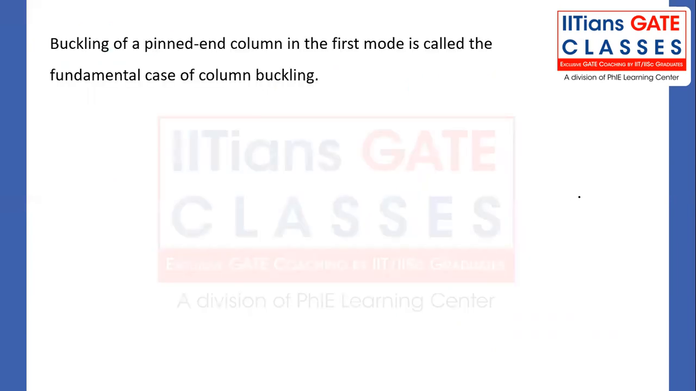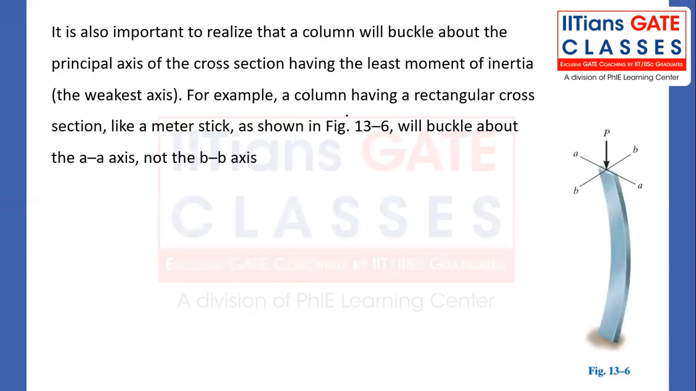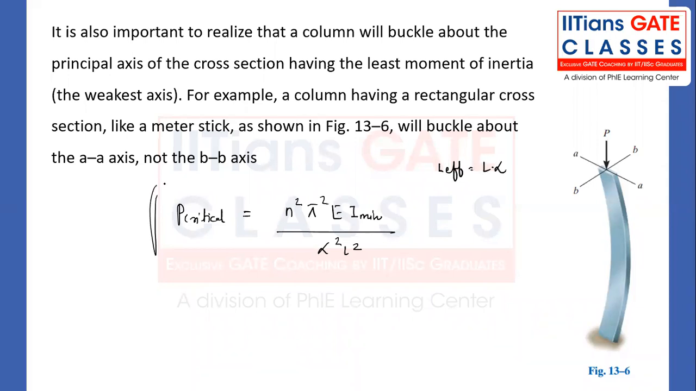Now, the buckling of a pin column in the first mode, when n equal to 1, is called the fundamental case of column buckling, right? That I told you. Now, one more thing about the P critical formula we have seen: n square pi square EI minimum divided by alpha square L square, because L effective we are writing as L into alpha. This is the formula.